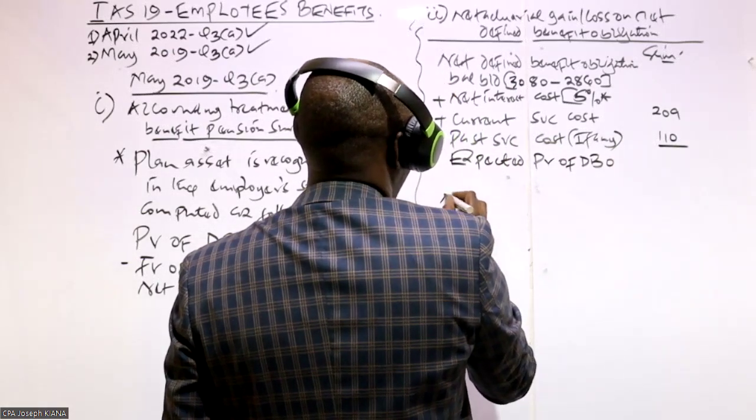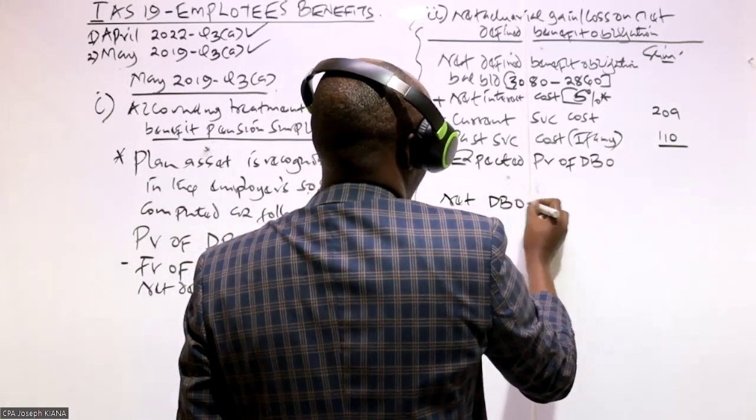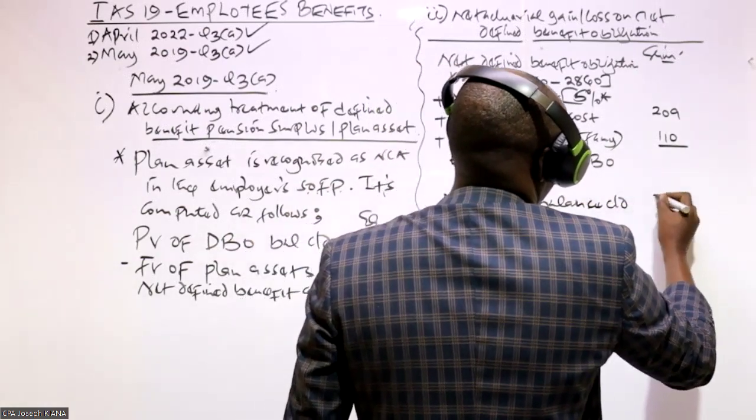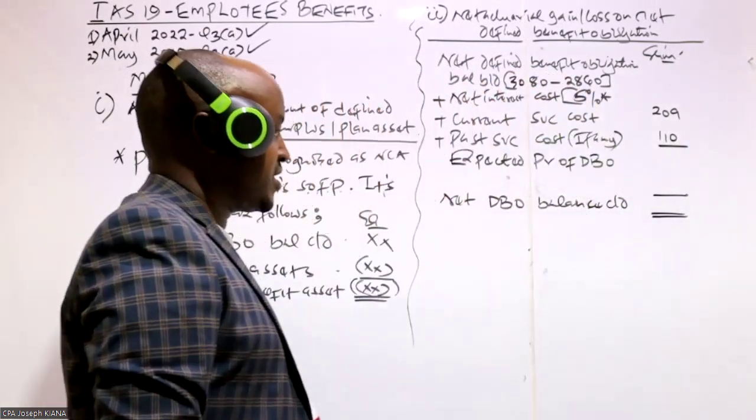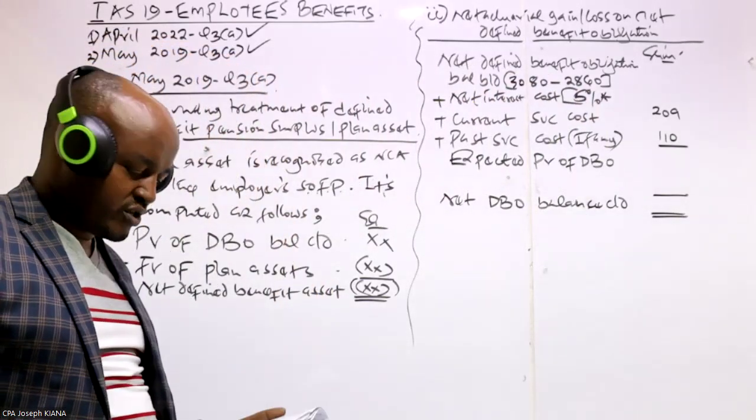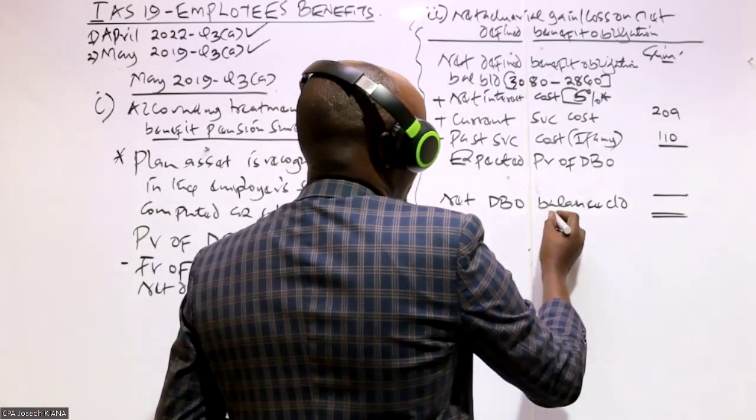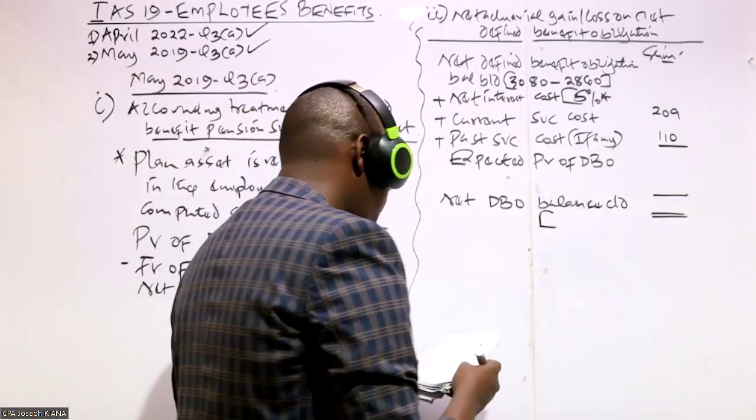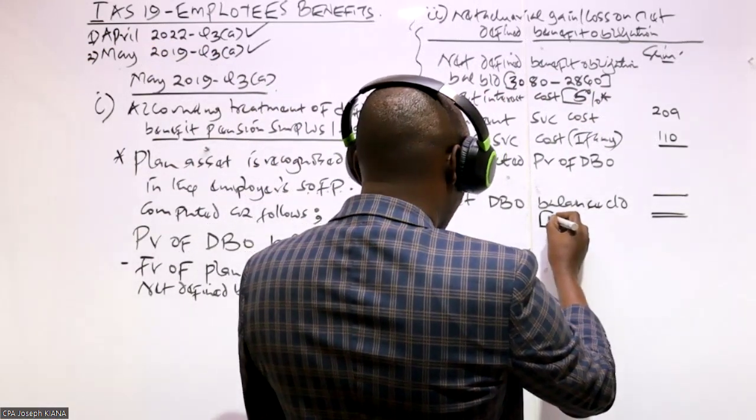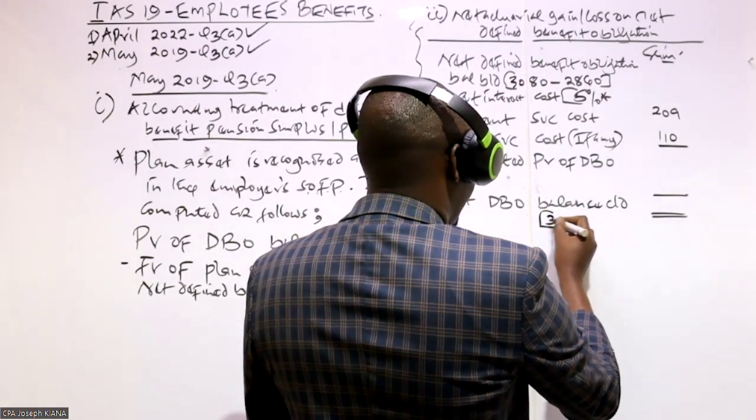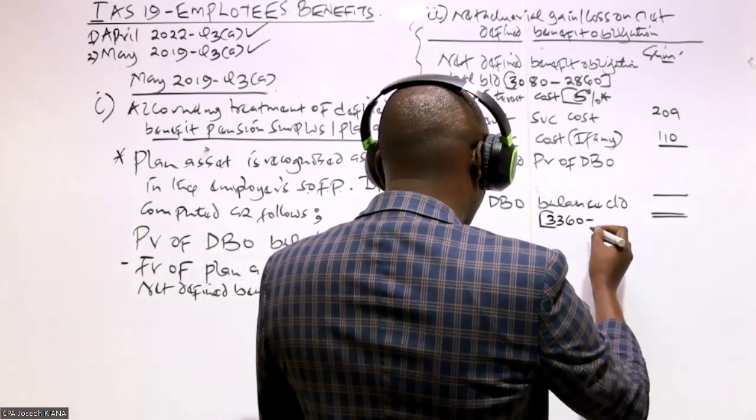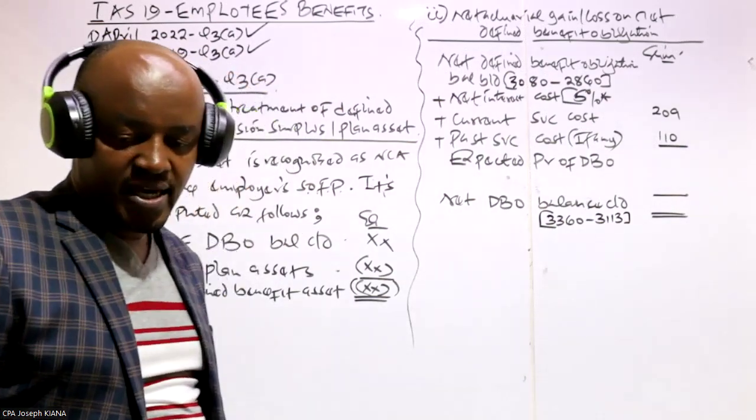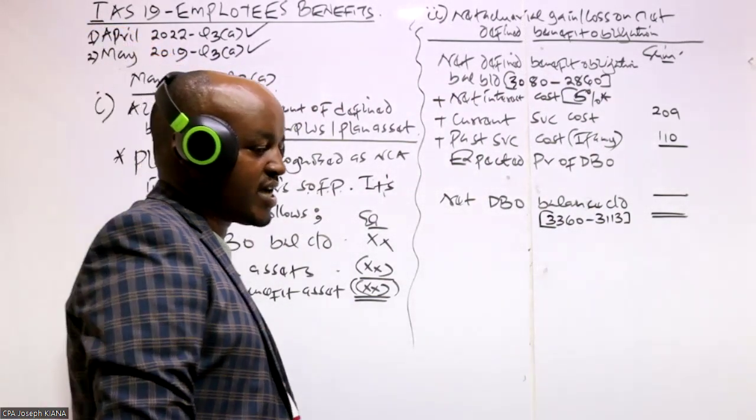And then we compare that now with the net defined benefit obligation balance carried down as given in our question. In our case, we don't yet have the net defined benefit obligation at the end of the year, but we have the present value of the defined benefit obligation and the fair value of the plan asset. The computation is very simple: we take the present value of the benefit obligation at the end of the year, that is 3360, minus the fair value of the plan asset at the end of the year, which is 3113. That will give us the net defined benefit obligation at the end of the year.